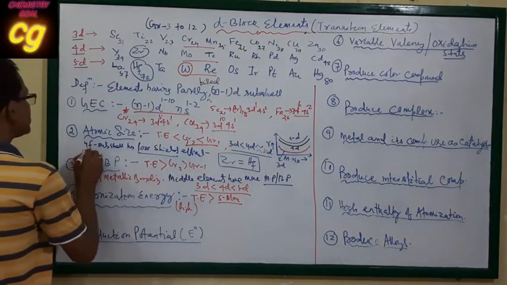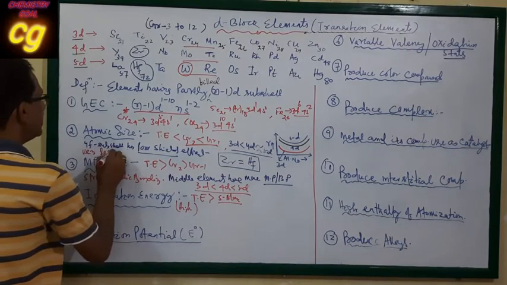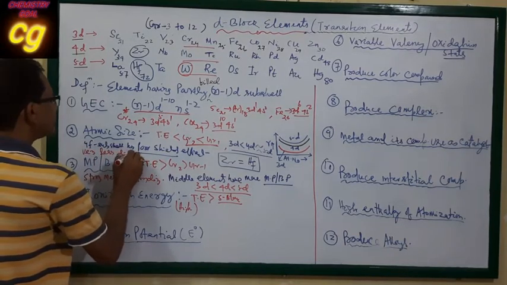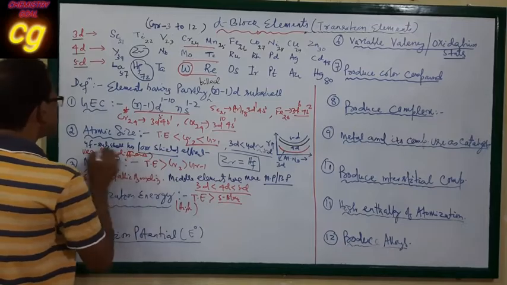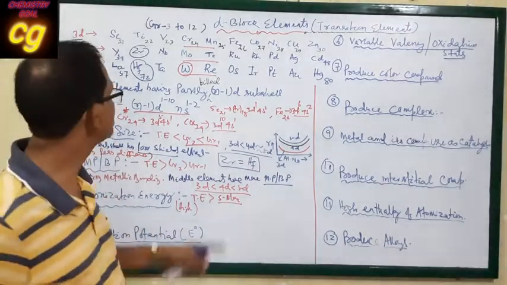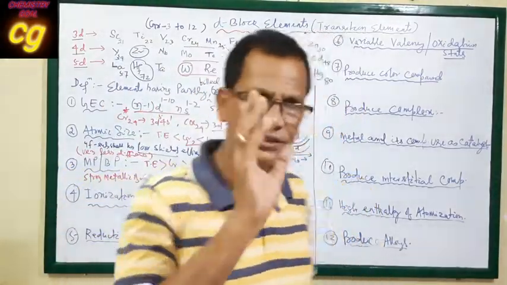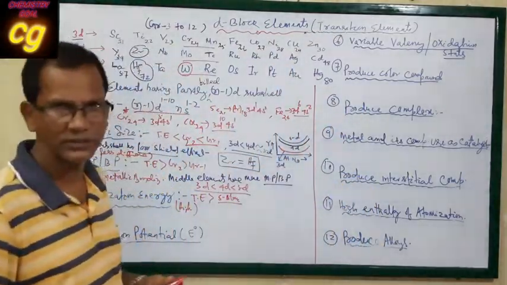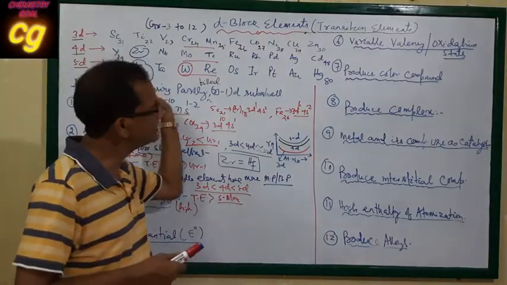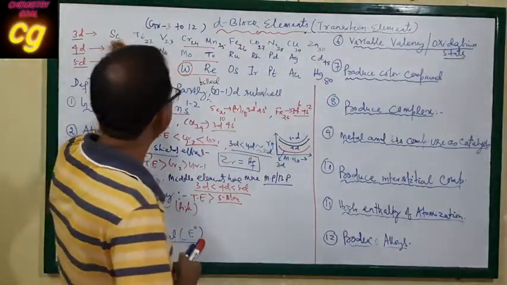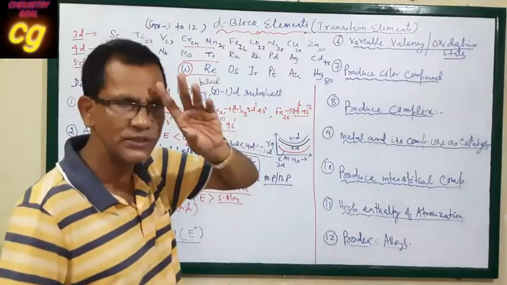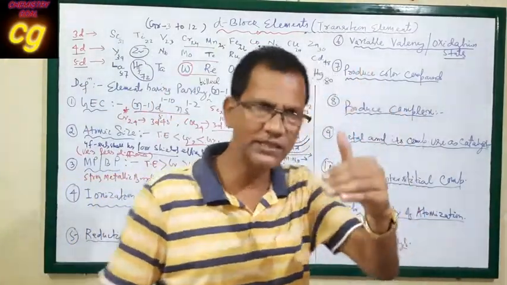The size difference is very less along the series, because there are two factors that change the size. One is increasing nuclear charge. Here nuclear charge increases. That is, if nuclear charge increases, then size decreases.